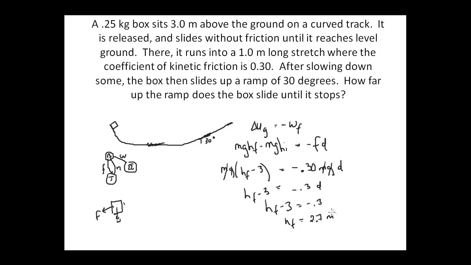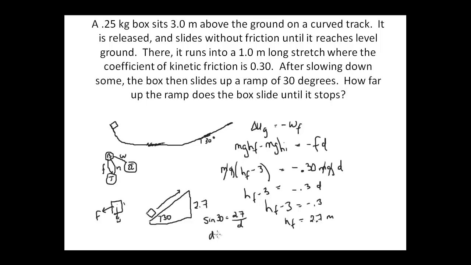But actually we need to figure out how far up the ramp it goes. This is old stuff for us. We have a triangle. That's a pitiful triangle, but okay. We know this is 30 degrees, and we now just figured out this is 2.7. So the question is, how far up the ramp did it go? And since it's involving the opposite edge and the hypotenuse, this is a sine function. So the sine of 30 would be 2.7 over the distance up the ramp.